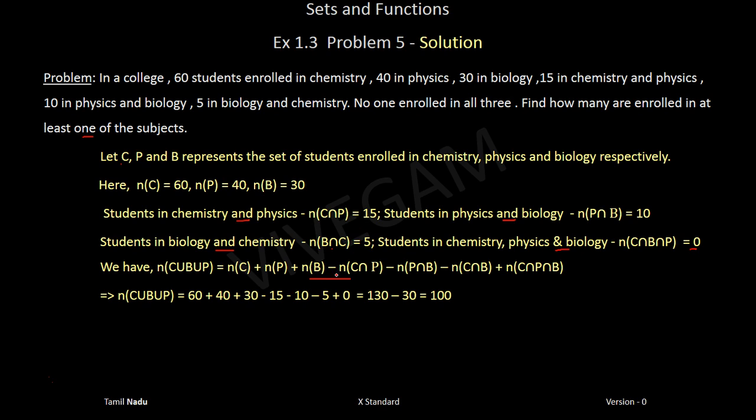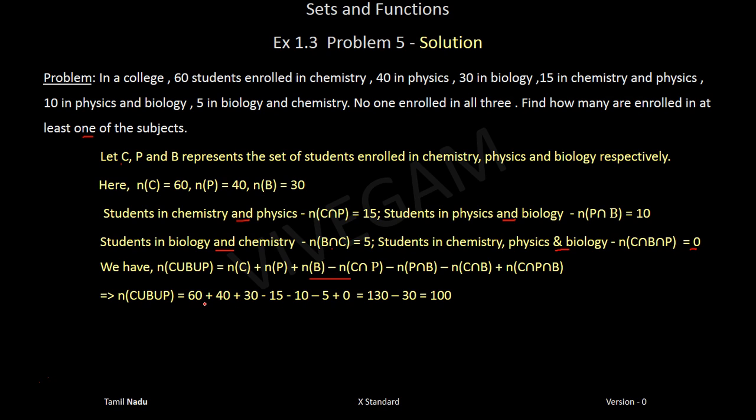And then N of P intersection B is 10, so that 10 comes over here. Then N of C intersection B, or B intersection C, both are the same, okay? So that is 5. And the last one is N of C intersection P intersection B. That is 0, so that will come here as 0.